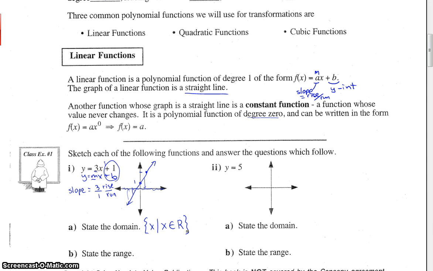Now let's look at range. Range, we're referring to the y value, or the dependent variable.